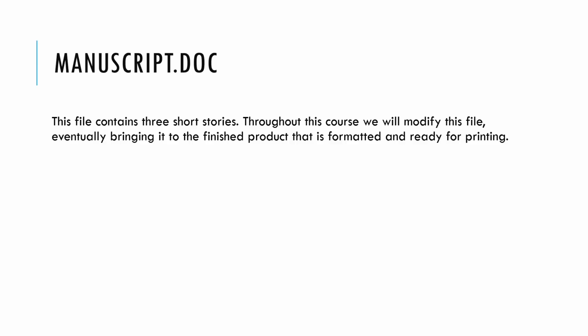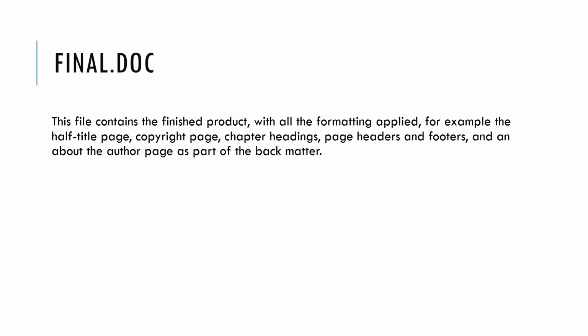Let's talk about manuscript.doc. This file contains 3 short stories. Throughout this course, we will modify this file, eventually bringing it to the finished product that is formatted and ready for printing. Final.doc contains the finished product with all the formatting applied. For example, the half title page, the copyright page, chapter headings, page headers and footers, and an about the author page as part of the back matter. You can always reference this file.